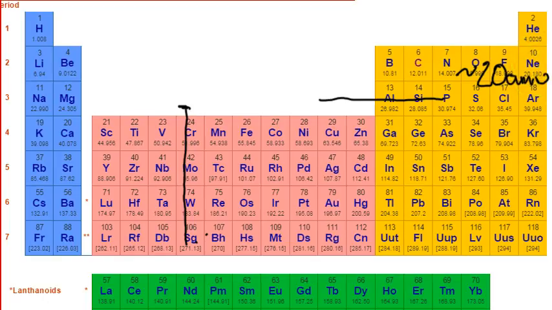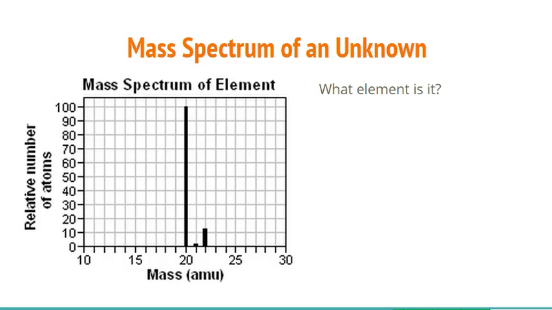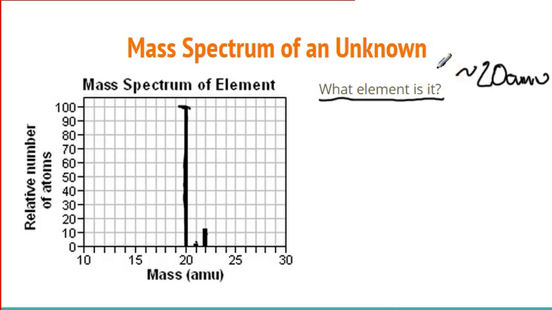This is webelements.com, a very good website. And so anyways, neon is 20 plus a little. Sodium, that's almost 23, so we probably won't do that. So anyways, what element is it? It's probably, I'm going to put in parentheses here, neon, because that's what we think.